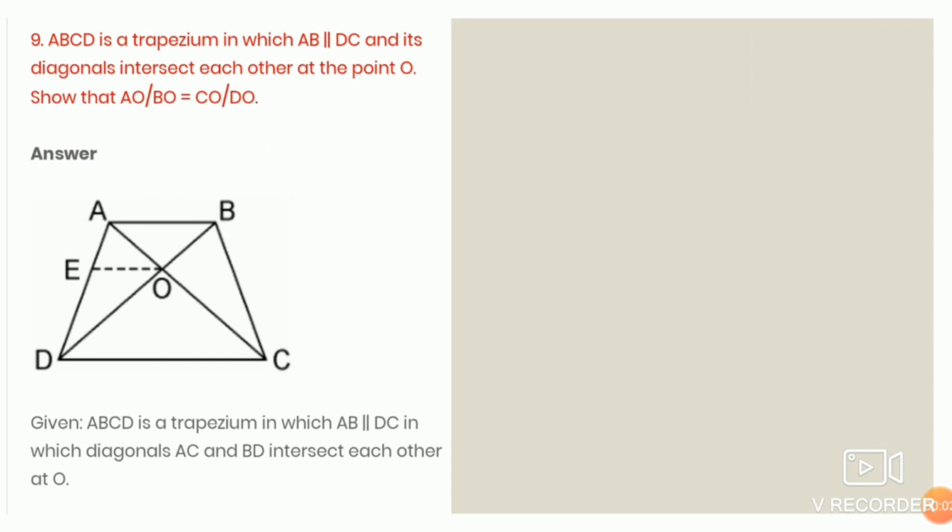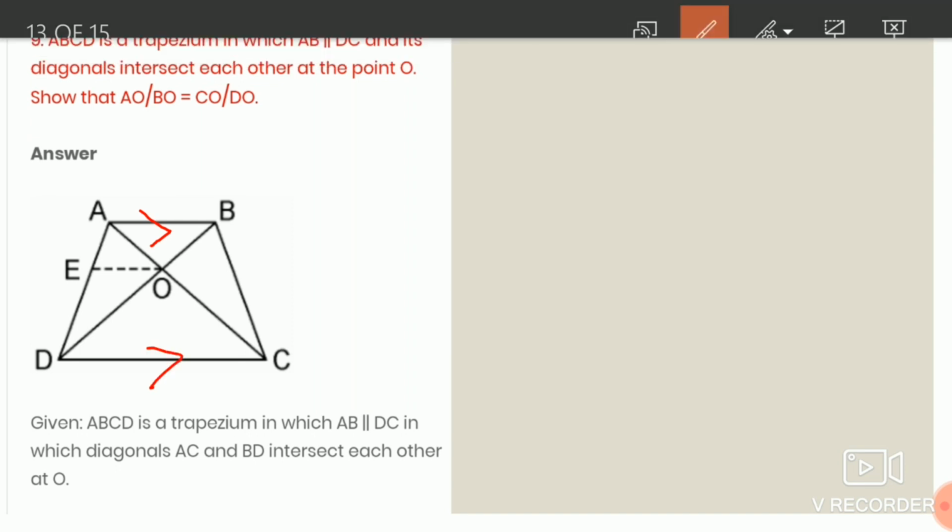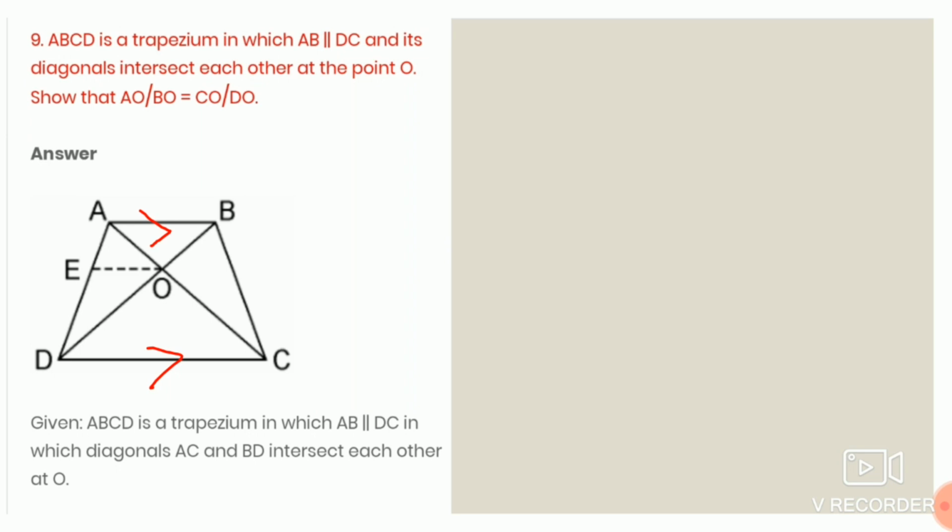So, in question number 9, ABCD is a trapezium in which AB is parallel to DC and its diagonals intersect each other at the point O. Show that AO by BO is equal to CO by DO. To solve the question, first we have to focus on the given conditions. So first of all, it is a trapezium where AB is parallel to DC. So here AB is parallel to DC. Fine. Secondly, we have to show that AO by BO equals CO by DO.